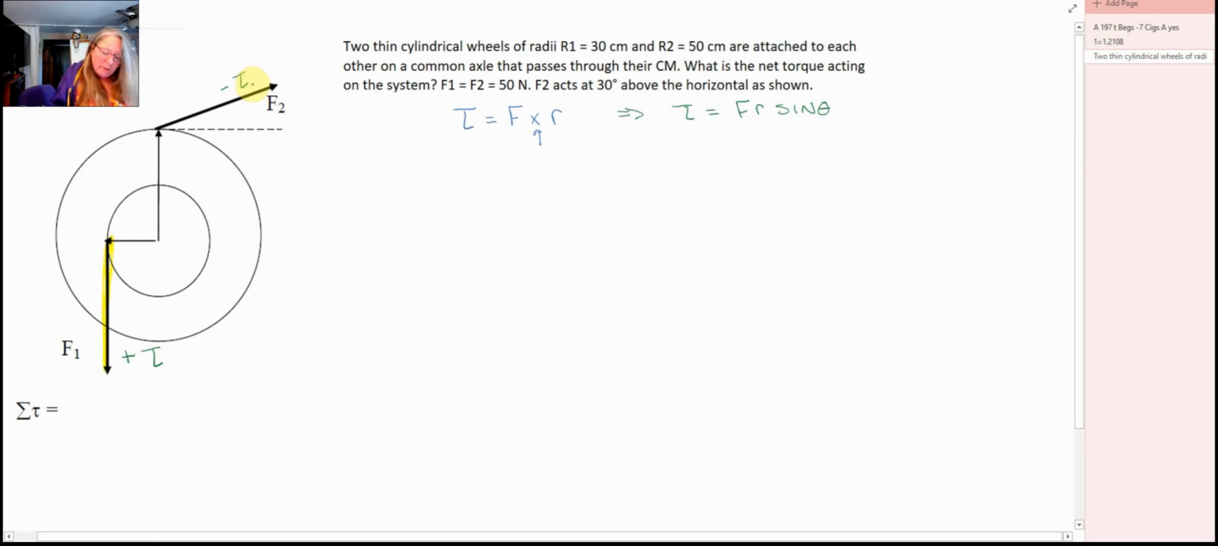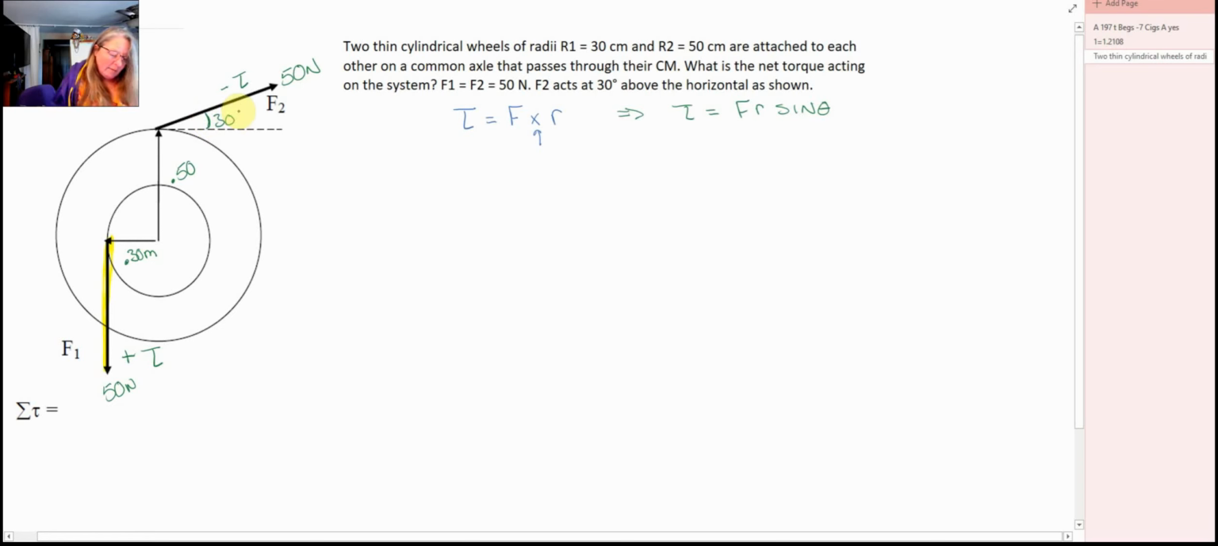Cool. Now we're given a few things. We know that this radius here is 0.30 meters. And this radius here is going to be then 0.50 meters. And we know that this force here is 50 newtons. And this force here is 50 newtons. And then we're given that it's 30 degrees above the horizontal. So 30 degrees above here.